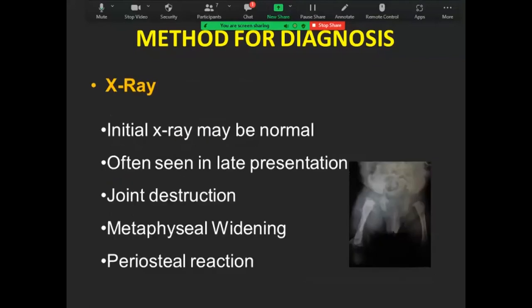X-rays, at initial stages, may not show anything. In late presenting cases, they might show osteomyelitis or its sequelae, and by this time we are already late to treat this. You can sometimes see joint destruction, metaphyseal widening, and periosteal reactions.